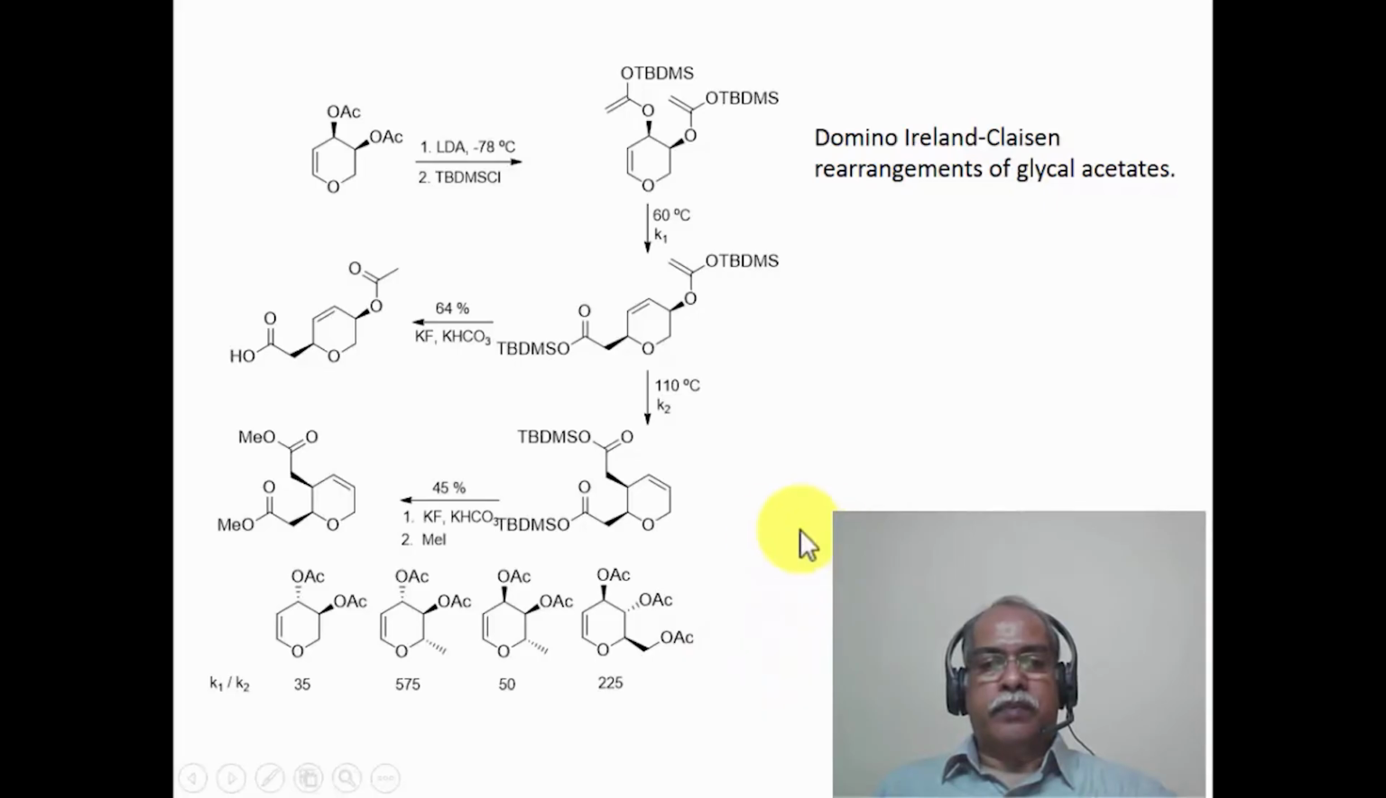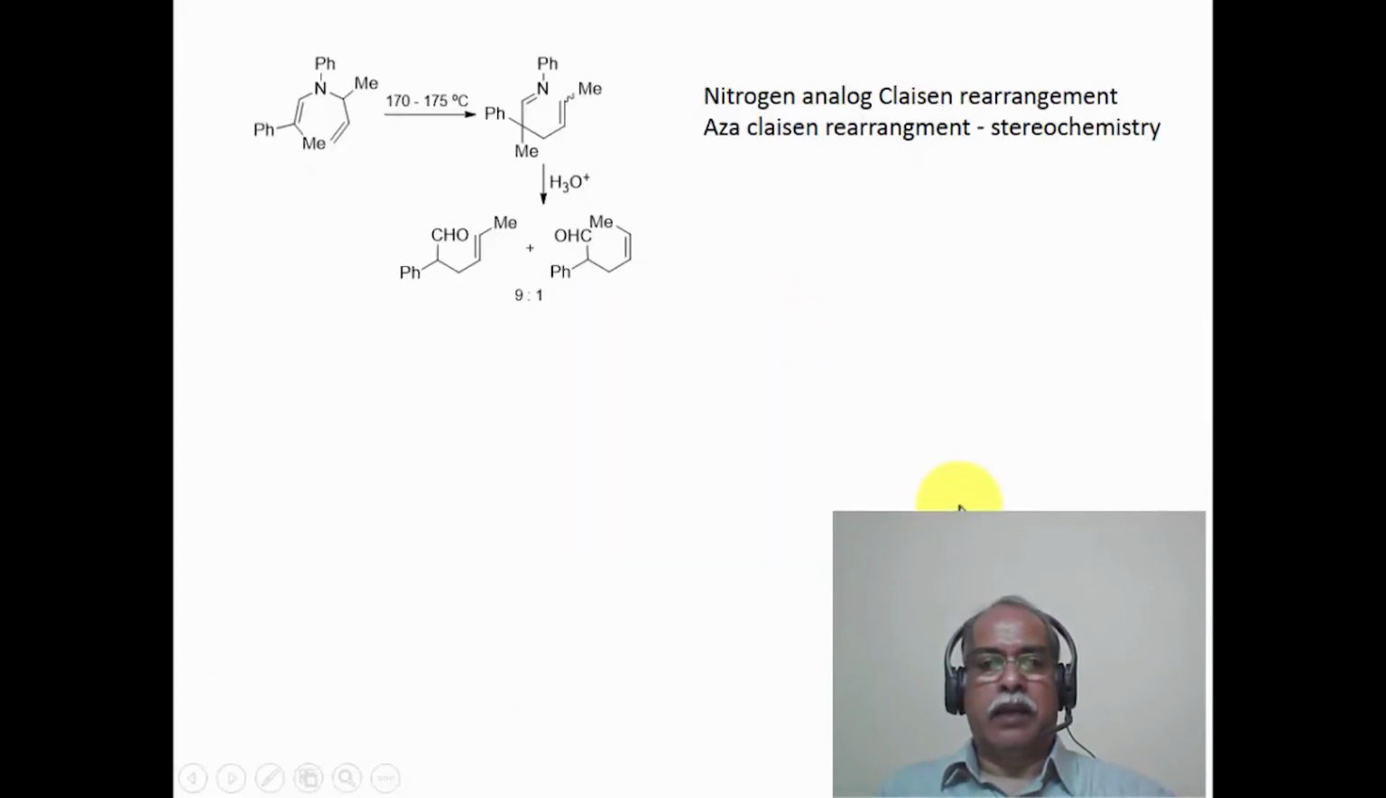So the stereoselective nature of the retention of configuration at this position is what is illustrated in all of this allyl derivative in terms of the rearrangement. The domino rearrangement is that the first rearrangement sets up the skeleton for the second rearrangement. That is why it is called a domino effect in terms of the domino Claisen rearrangement of the glycol acetates. The nitrogen analog of Claisen rearrangement is called aza Claisen rearrangement.